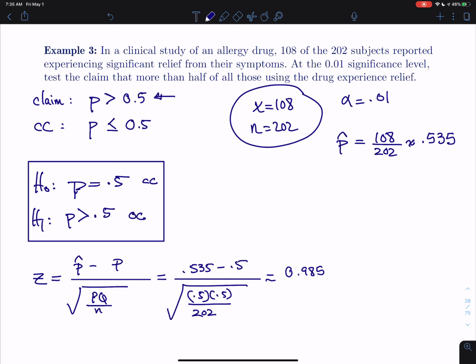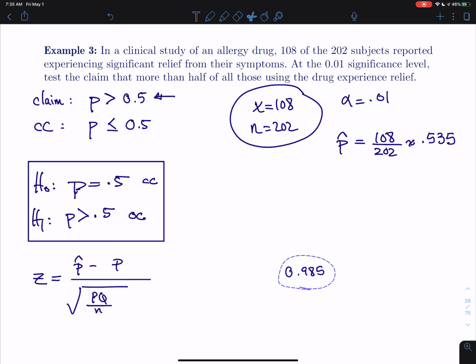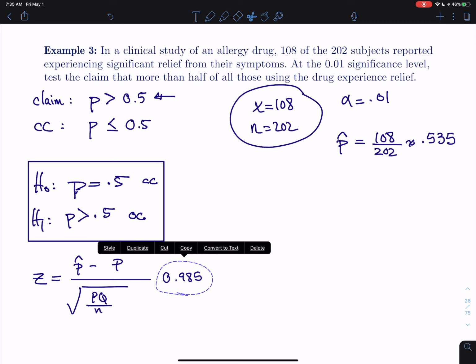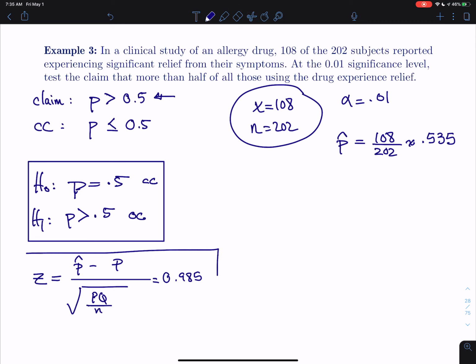Very good. Let me erase that, because you could always rewind it and watch it. So the answer is 0.985, and I don't need to write all that. I can just grab this. There we go. So that's my step 2 in the hypothesis testing procedure.